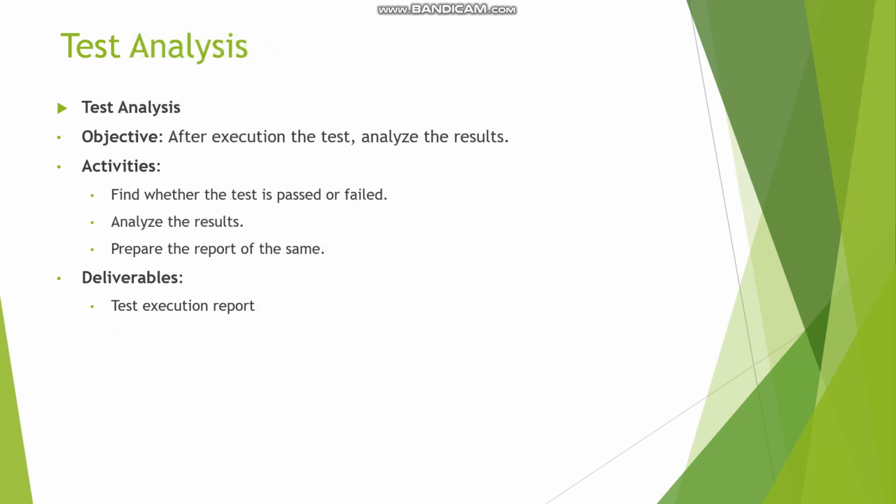Test analysis. The objective is, after execution of the test cases, analyze the result. Analyzing the results means comparing actual results with the expected results. If they are matching, it is okay. If they are not matching, then bugs and defects will be there. Those can be logged. Now, activities are find whether the test is passed or failed, analyze the results, prepare the report of the same. Deliverables are test execution report.